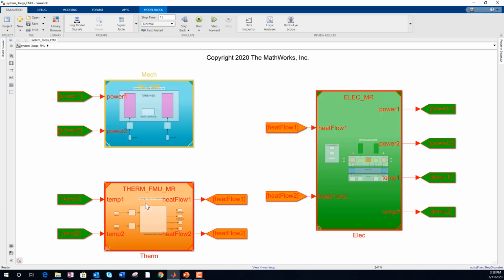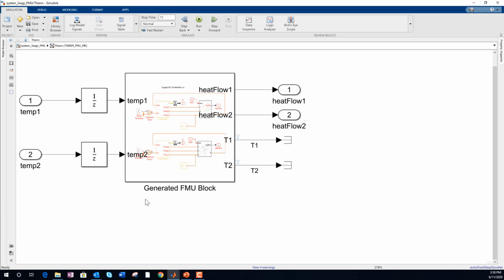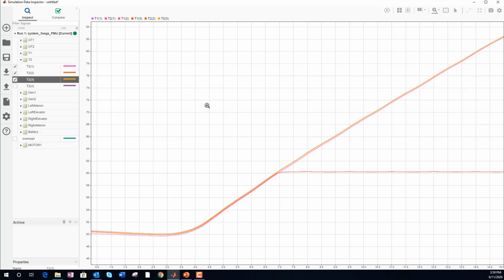Okay, so here's my model. I am referring to the FMU component here. I've brought out T1 and T2. What we're looking at here is the thermal response of generator 1 and generator 2 for the stator coils. Generator 2 are these traces that continue ramping. There is no active cooling here. For generator 1, active cooling is engaged to regulate around 60 degrees Celsius, so we are seeing expected behavior.